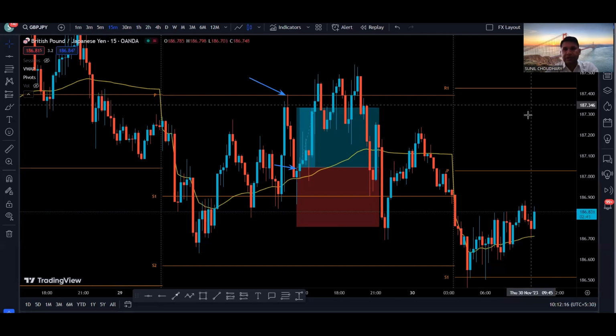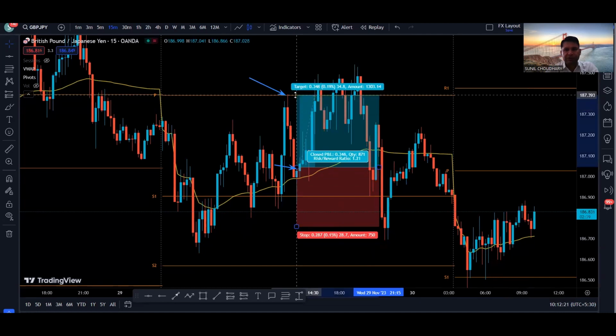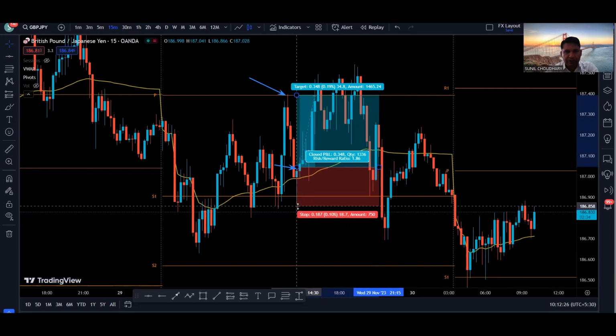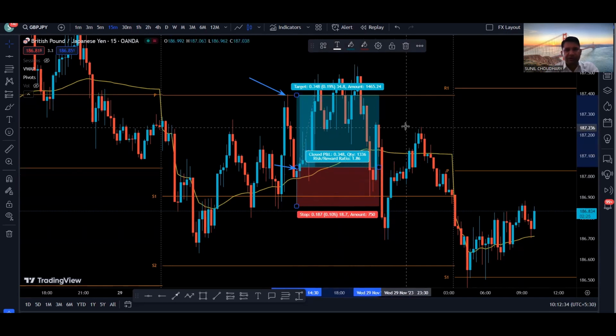So in this trade, I got kind of a 1.7, 1.8, I believe, if I remember correctly. My stop loss was below this wick, which was around 18 to 19 pips, and target was again right here. So as we can see, we get around 1.8, 1.9 something in this trade as well.